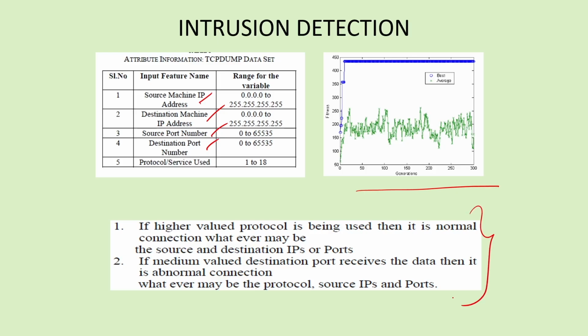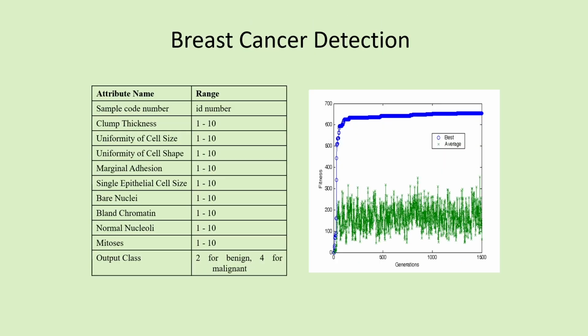This is the rule set that we have got. If a higher value protocol is being used, then it is a normal connection, whatever may be the source and the destination port. If it is a medium value connection, it is like that. We got this for the DCBTM data. For breast cancer data, we got this answer from the genetic algorithm.